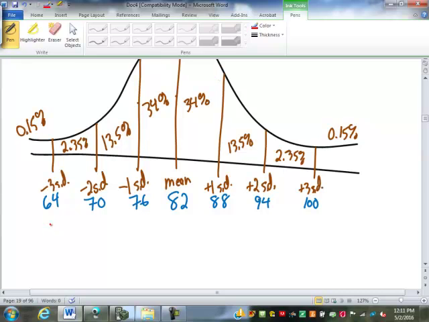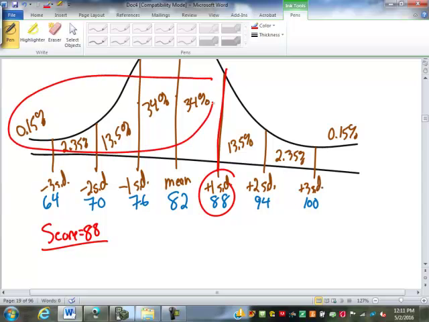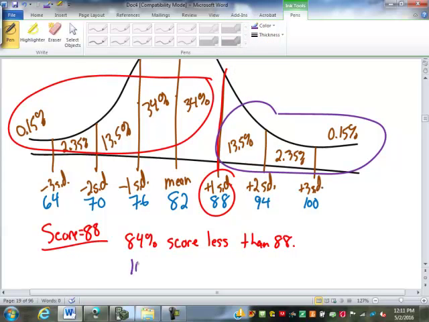So somebody who scores an 88, you look at this and say, hey, historically, if I add up those percents, I get 84%. Historically, 84% score less than 88. Now, of course, I can look at the other side and add those up. That comes up to be 16%. 16% score more than 88.